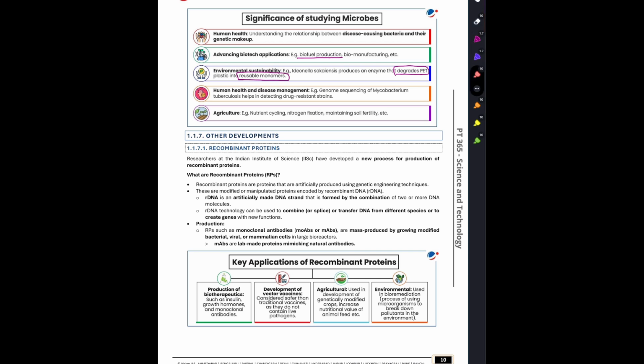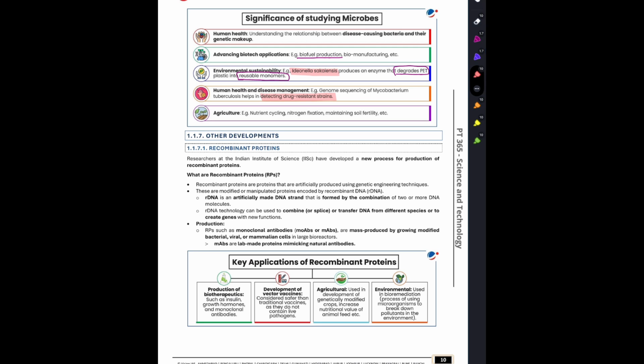Human health and disease management, for example, genome sequencing of Mycobacterium tuberculosis. Sequencing Mycobacterium tuberculosis helps in detecting drug-resistant strains. Agriculture, for example, nutrient cycling, nitrogen fixation, maintaining soil fertility, etc.